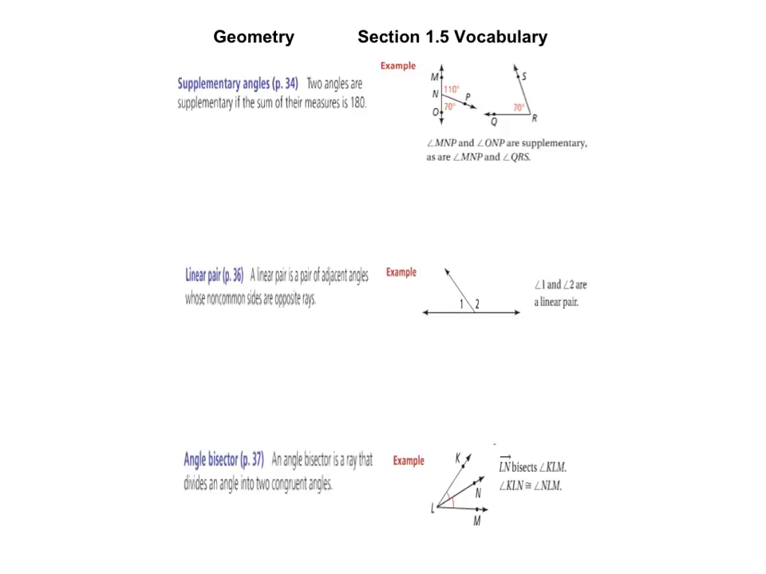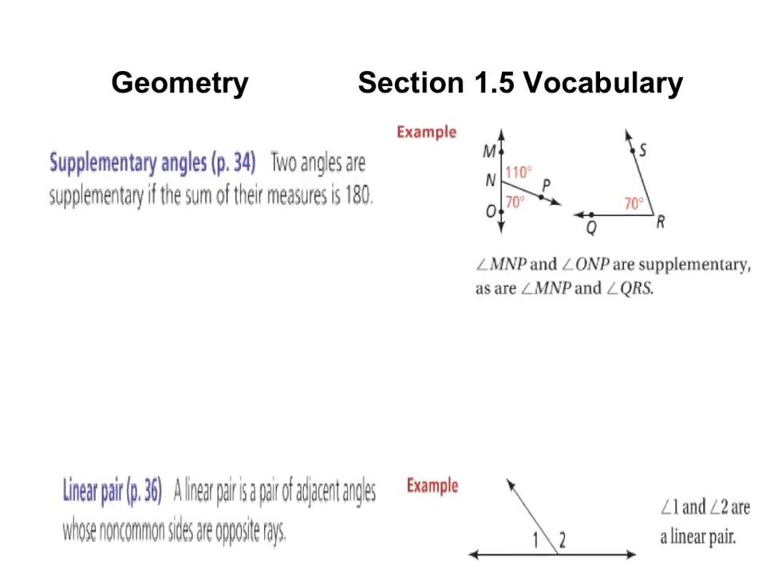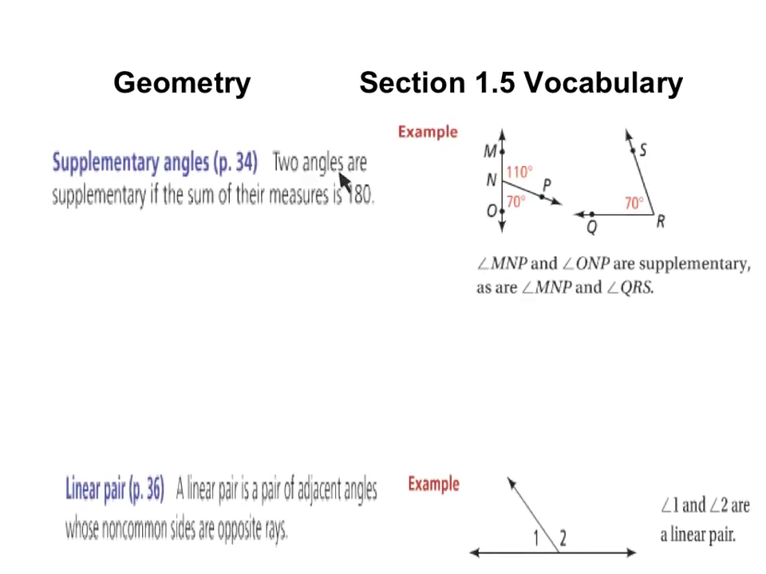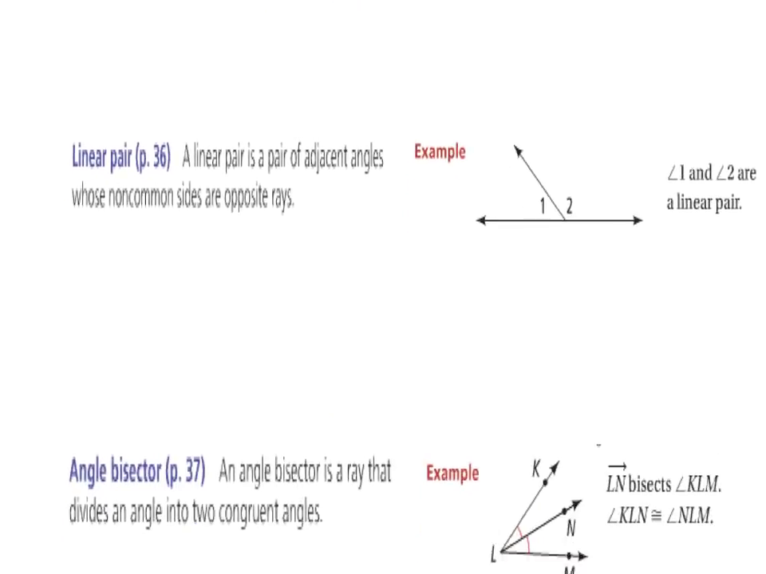Next one is supplementary angles. Two angles are supplementary if the sum of their measures adds up to 180 degrees, not 90 degrees. So supplementary is 180 degrees, or two angles that add up to be a straight line. As you see here, angle MNP is 110, and angle ONP is 70. If you add those two angles up, it makes a straight line, or it makes 180 degrees. So supplementary angles are two angles that add up to be 180.